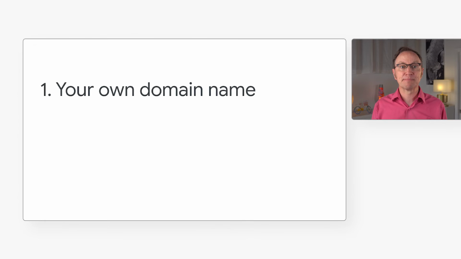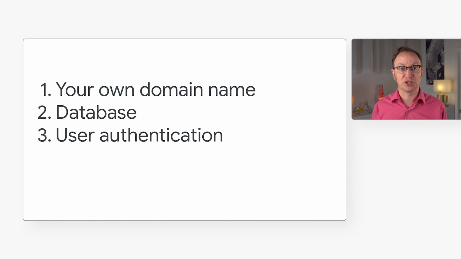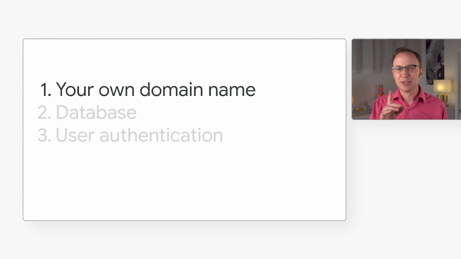Now, there are a few more things you'd need to make a good web app that's ready for customers. Your own domain name, a database, and user authentication. Let's start with the domain name. The URL that Cloud Run generated for us is fine for development and testing, but we'd probably want to use our own domain name before we send real users to our app.